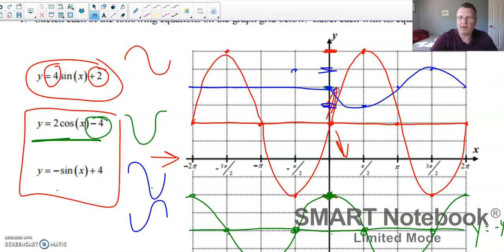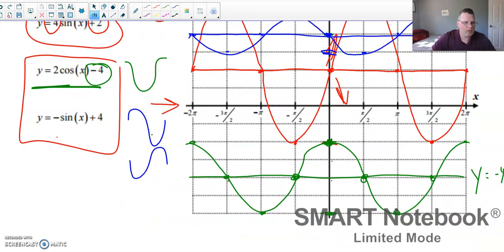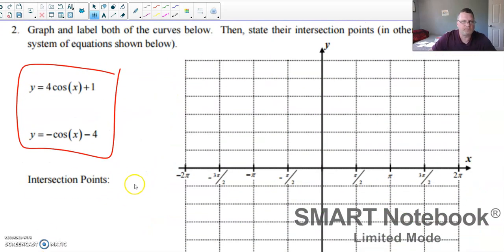Okay. Oh, I didn't draw in the midline. Okay, back to the midline, to the lowest, and back to the midline. Okay, there you go. Okay, cosine, couple cosines for you.